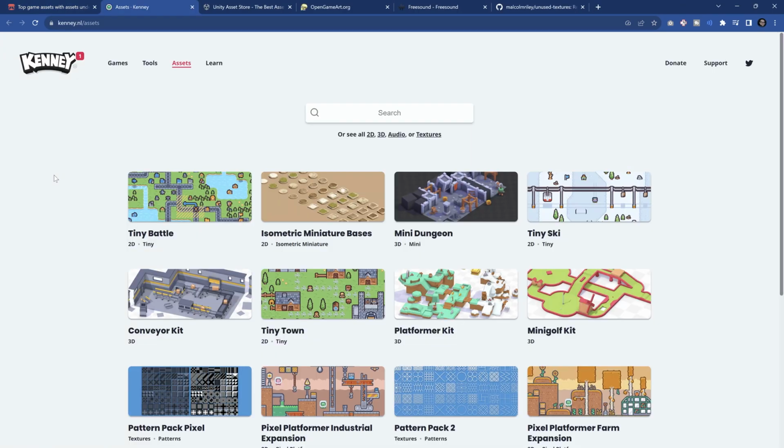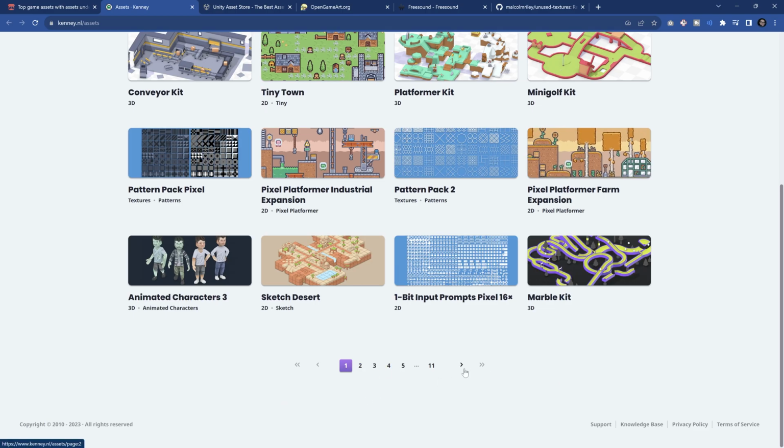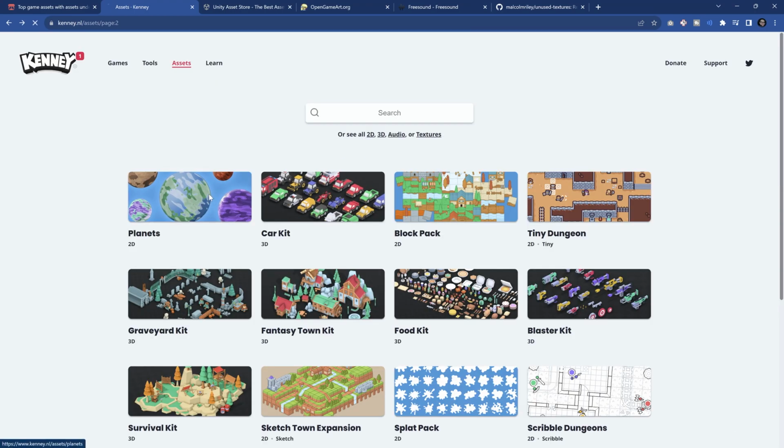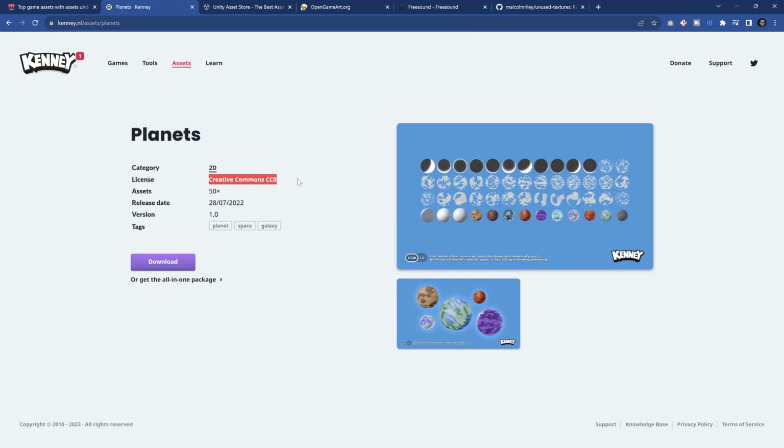The second great resource are the Kenny assets. Some of you might have heard of those before. There are textures, audio, 2D and 3D, so everything in here. There are 11 pages. Look at this. There's 11 pages of things. It is absolutely amazing. And once again, the idea of pretty much everything here is Creative Commons CC0, meaning they are pretty much in the public domain as well.